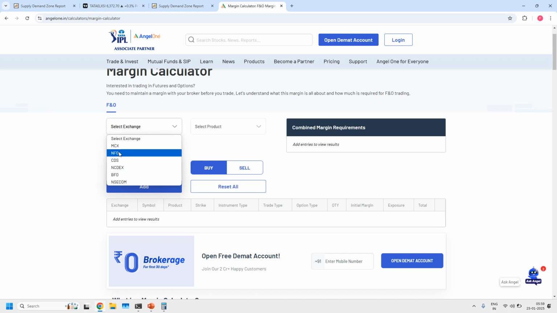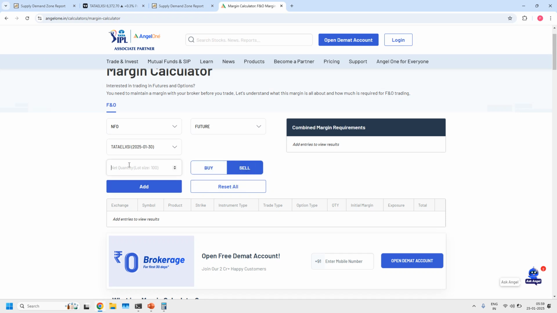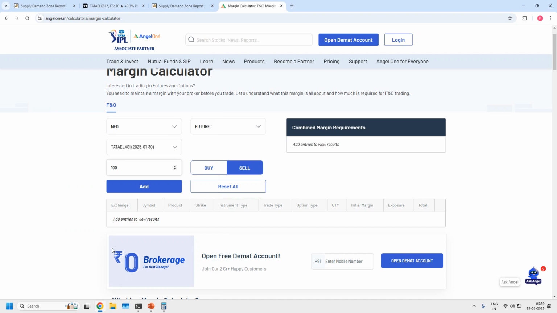Stock exchange, futures, product, futures. Your symbol is Tata Elxsi. Let us take January 2025 futures, and this is a short trade. The futures lot size is 100. So into 100, you got 13,000 rupees profit in just 2 trading sessions.